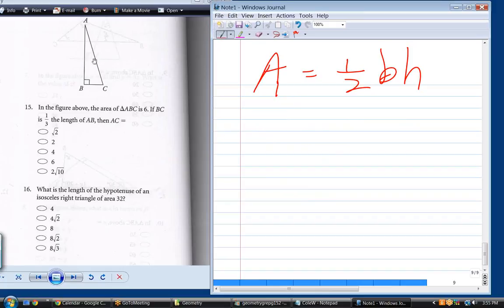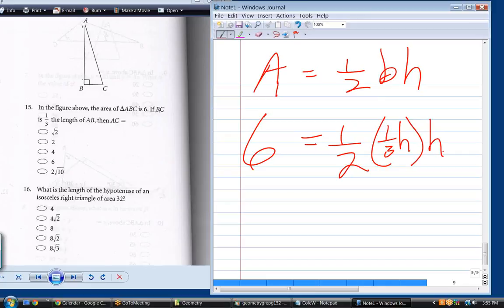Okay, so if we look at this picture here, the area is 6, so I can substitute that for A. And they're telling me that BC, the short side of this triangle, is 1/3 the length of AB. Well, notice that BC is the base, AB is the height. So I'm going to say the base is 1/3 the height. I'm just translating that middle sentence. If BC is 1/3 the length of AB, then the base is 1/3 the height.